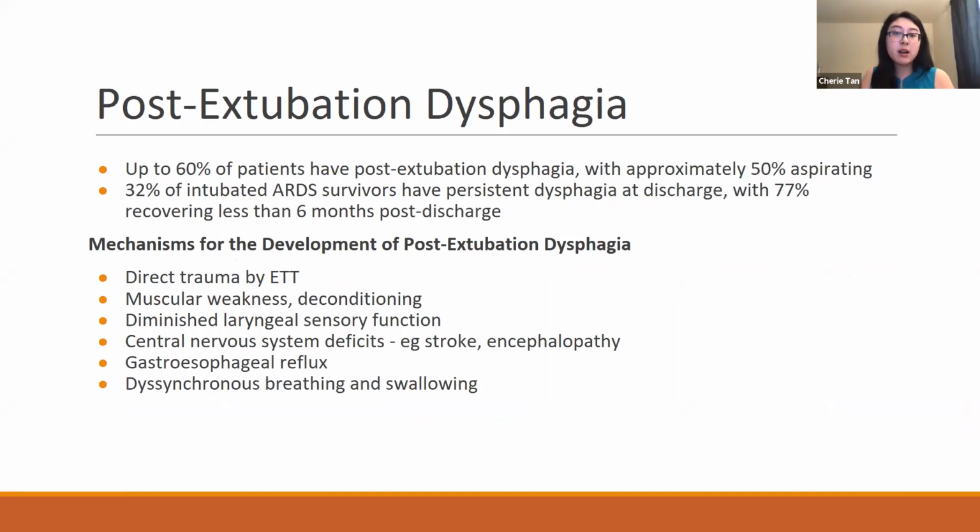The most obvious are direct trauma by the ET tube and muscular weakness from deconditioning. Other mechanisms include diminished laryngeal sensory function, resulting in poorly responsive swallowing reflex, central nervous system deficits such as encephalopathy or stroke, reflux, and dysynchronous breathing and swallowing that affects the appropriate coordination of airway closure. As a result, patients who exhibit post-extubation dysphagia undergo a swallow eval before starting oral feeding, which can be modified depending on the degree of dysphagia. For those with severe dysphagia, like our patient, it is recommended to stay NPO to reduce the risk of aspiration.